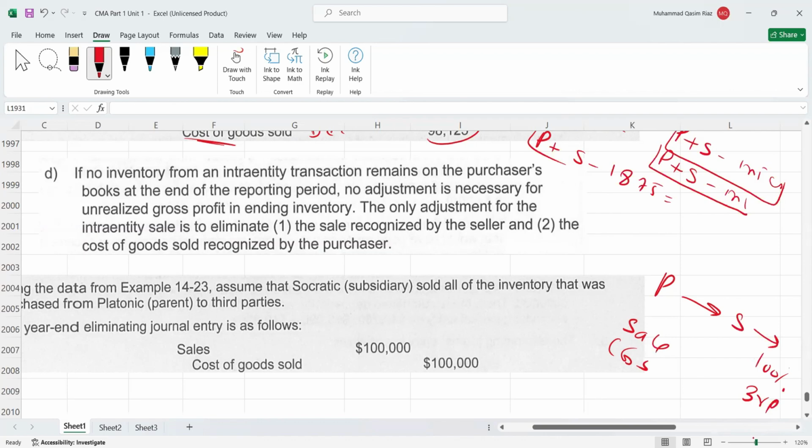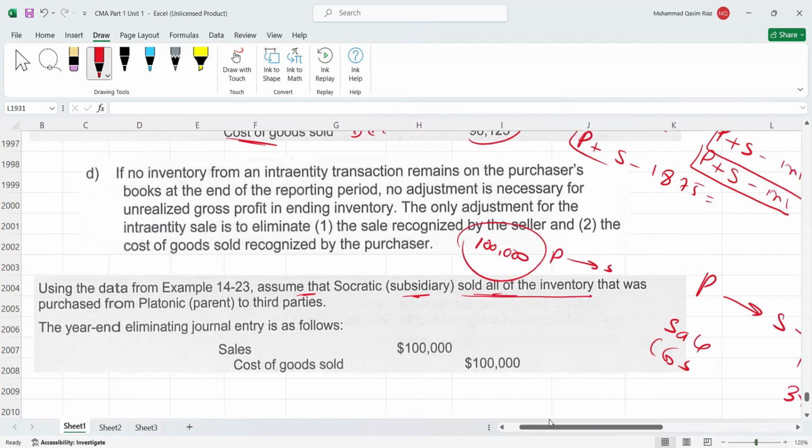So in that scenario, we will pass the entry. Let's assume that the subsidiary sold all of the inventory. There was a sale of 100,000 of inventory from parent to subsidiary, and now all these goods are sold to the third party. It means we don't have any unsold inventory on the subsidiary's books. In that scenario, only two things we will do: in the year-end eliminating journal entry, we will debit the sales and credit the cost of goods sold with the same value. Understood, guys? I hope it is clear.